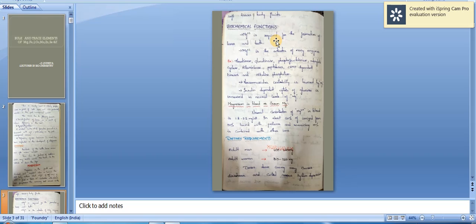Sources: cereals, nuts, beans, vegetables, cabbage, cauliflower, meat, milk, fruits, potatoes, almonds, and dairy products.